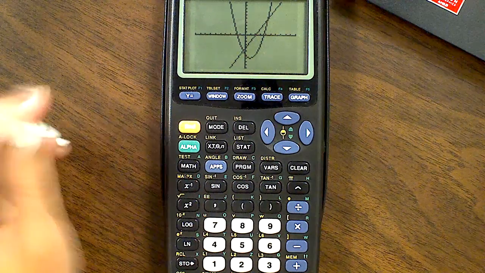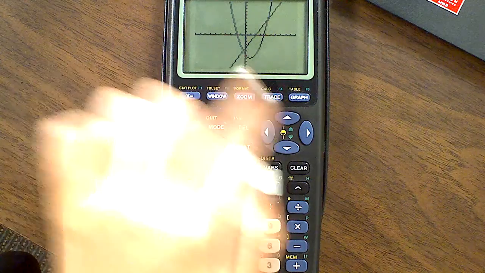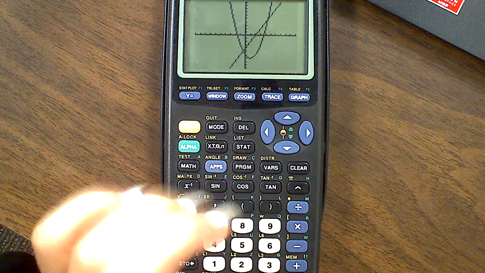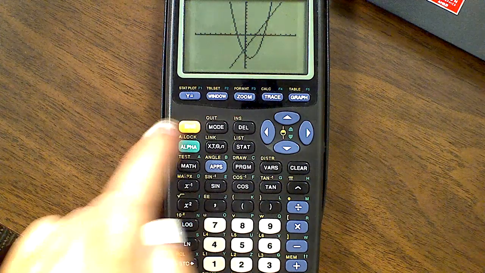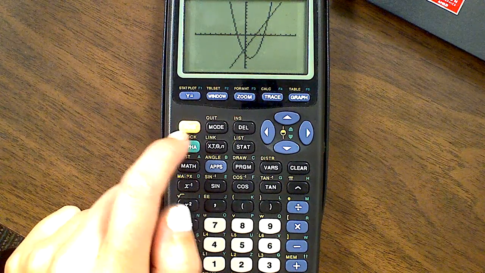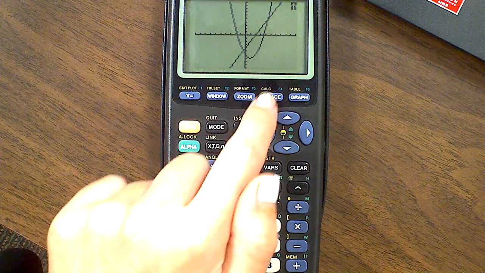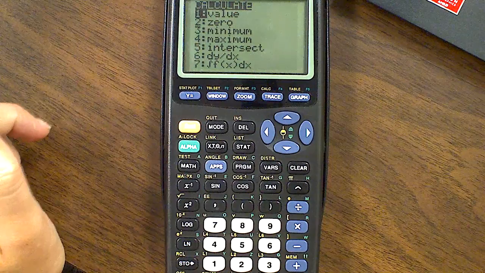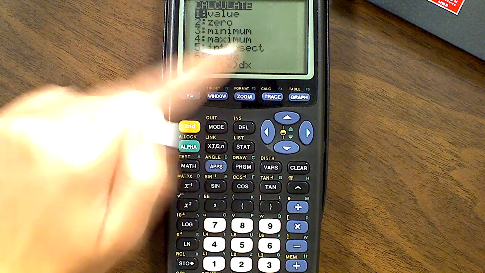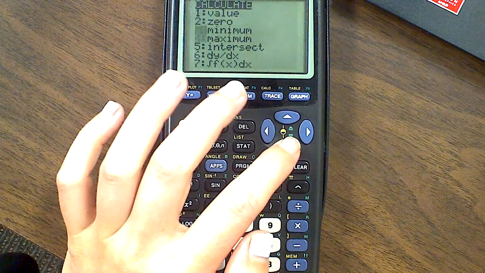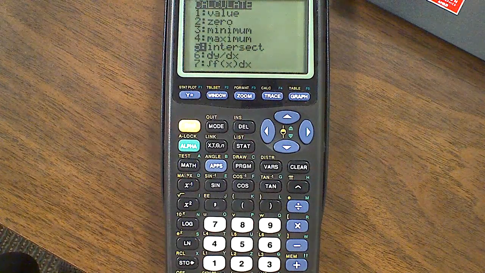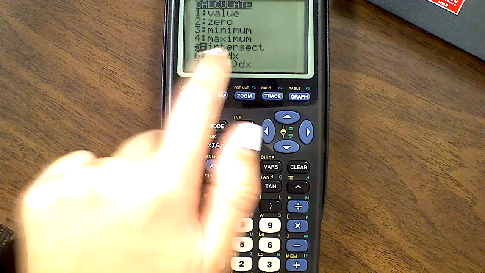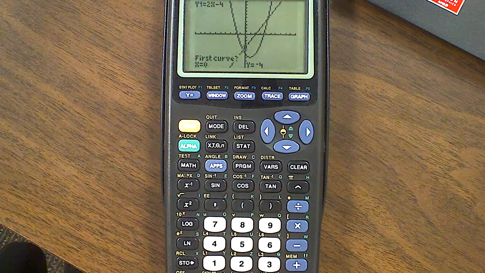So this is going to use a feature that we've kind of already introduced. We're going to try and use that calc function. And notice the calc is in yellow or orange. I don't really know what color that is. So we got to click the second button first. So I'll click second and then trace, which takes us to the calculate feature. And we've dealt with some of these before, but we're going to scroll down to intersect because we're trying to find where the graphs intersect. So scroll down to 5, click enter.